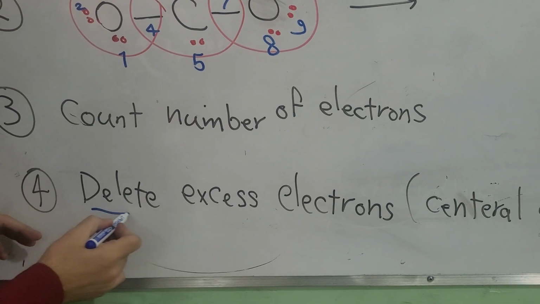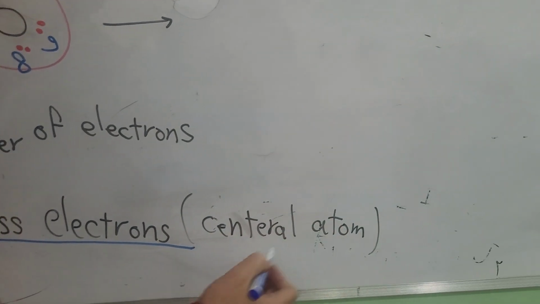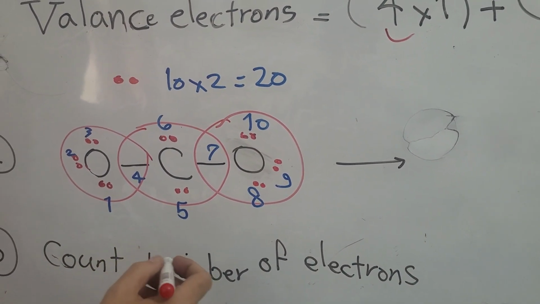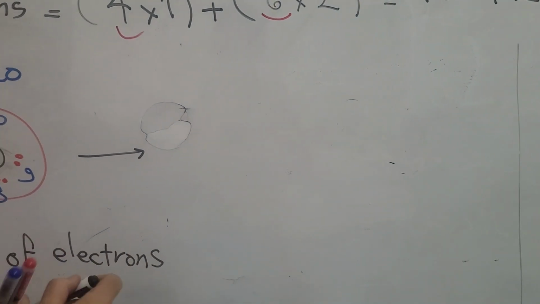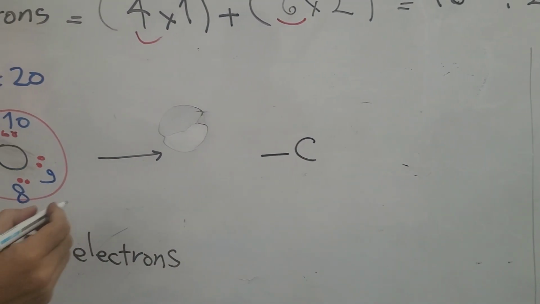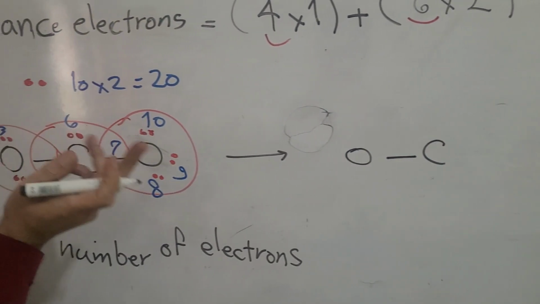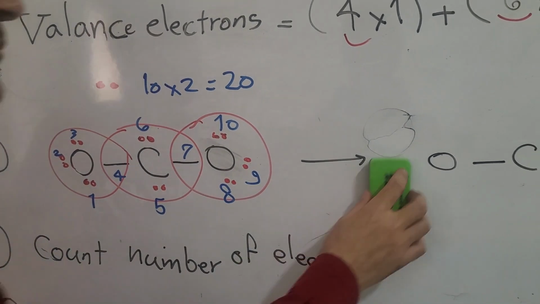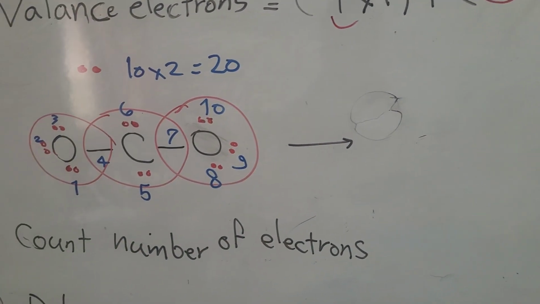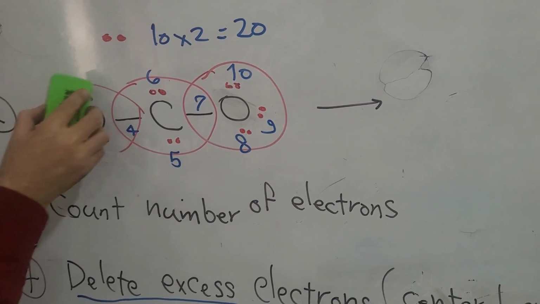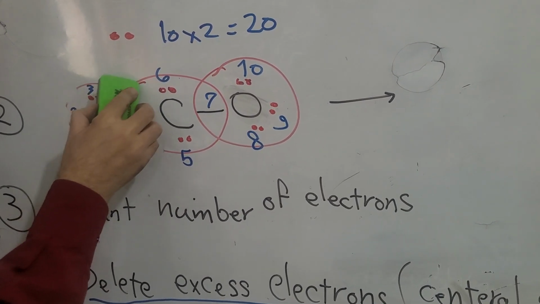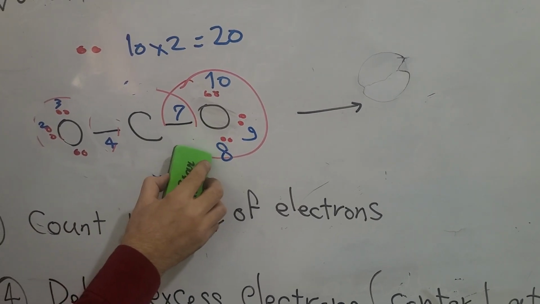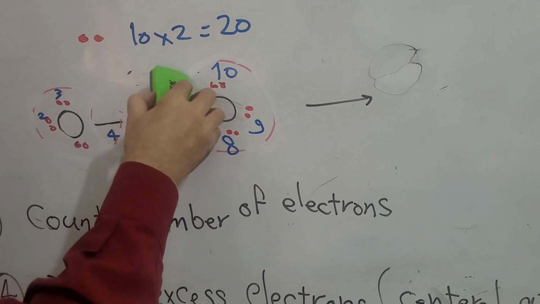I delete excess electrons from the central atom, and the central atom is carbon. So, in the next step, I have carbon here, and oxygen. I delete, okay, no problem. I do it here, and from carbon, I delete electrons. And what's the problem again? The problem again is for carbon.